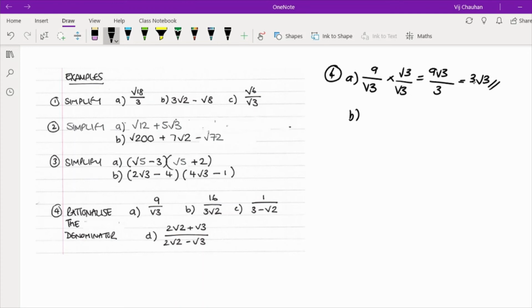With regards to B, we've got 16 over 3 root 2. Even though we've got two sort of things in our denominator, it's still a single term. So I multiply both the top and the bottom by 3 root 2. If we multiply out the top, we get 48 root 2 over 9 root 4, which leaves us with 48 over 18, as 9 times 2 is 18. We simplify that by dividing both numbers by 6, so we get 8 root 2 over 3.